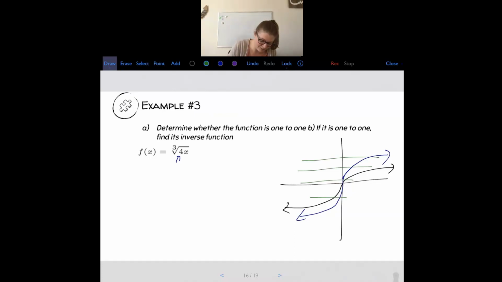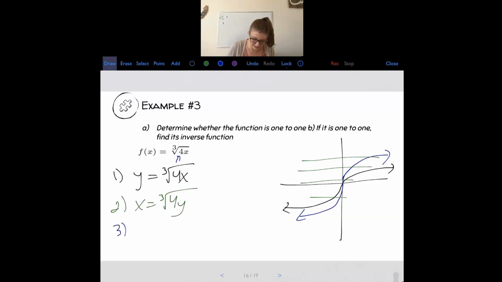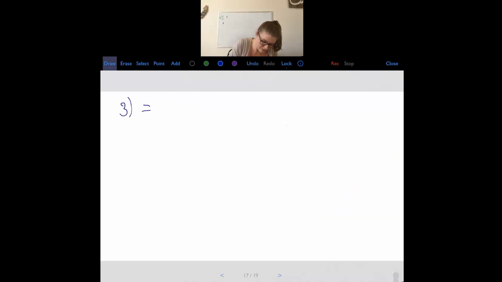Okay, so the first step is to replace f of x with y. The second step is to interchange x and y. And the third step is to solve for y. Okay, so I'm actually going to go to the next slide. So we're taking a cube root. So in order to get 4y by itself, we can raise both sides to the third power. It's kind of like when we were getting rid of square roots, we were squaring both sides. The same principle is applying here. So we raise both sides to the third power.